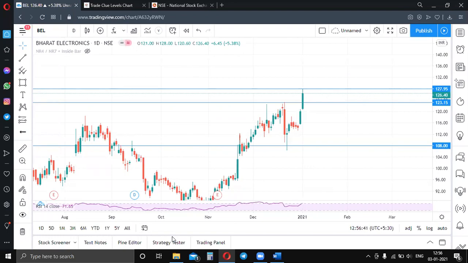Individual stocks are difficult, so you need to go through script by script. Okay, Chandraji.